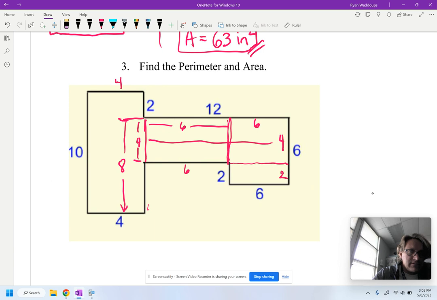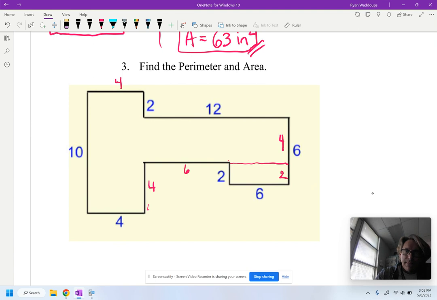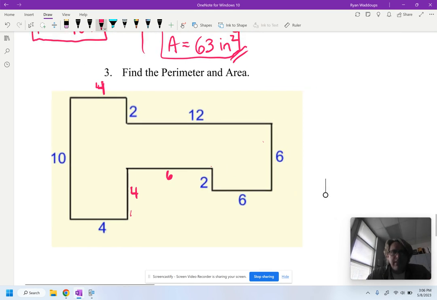And that means this distance here is 4, because 4 plus 4 is 8, plus 2 is 10. That matches the other side. All right. Good. Now I'm going to erase some of this to clean it up a little bit. So really what I needed to know was that this was 4 and that this was 6 and that this up here was 4.